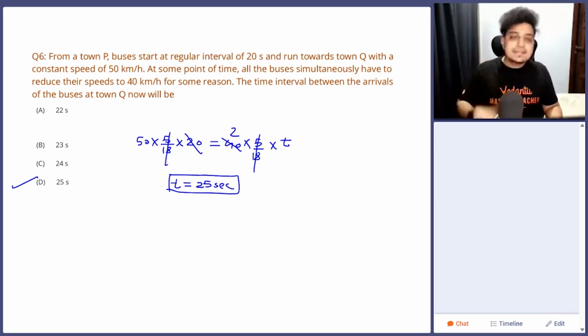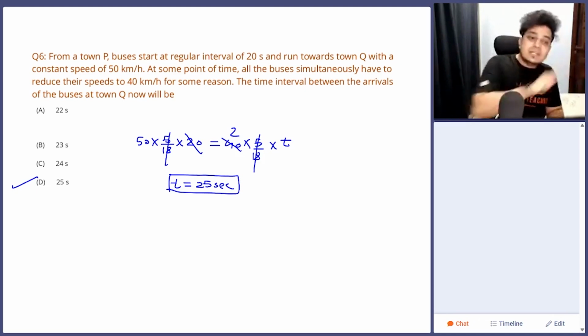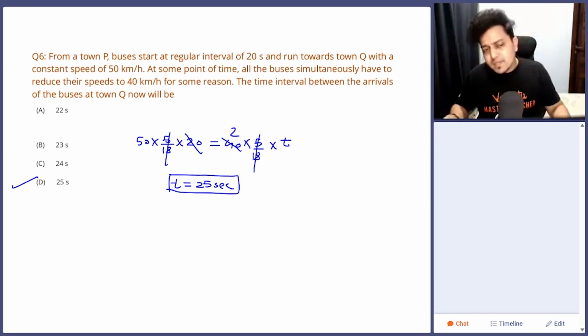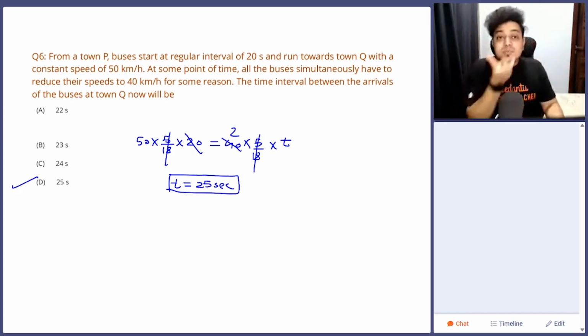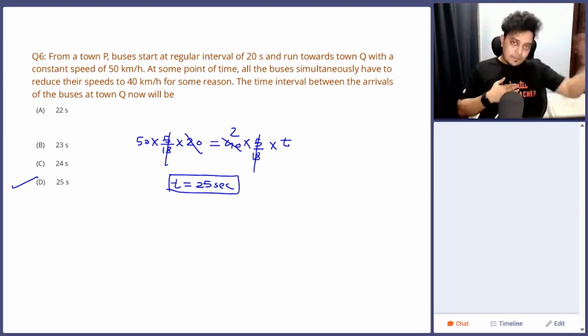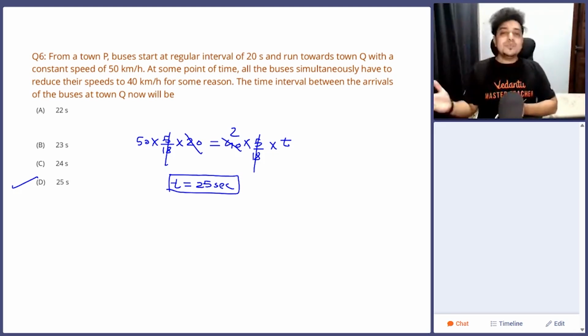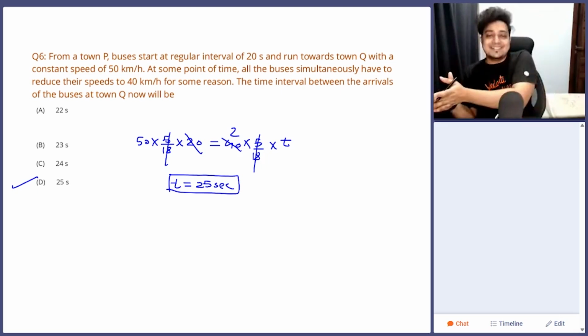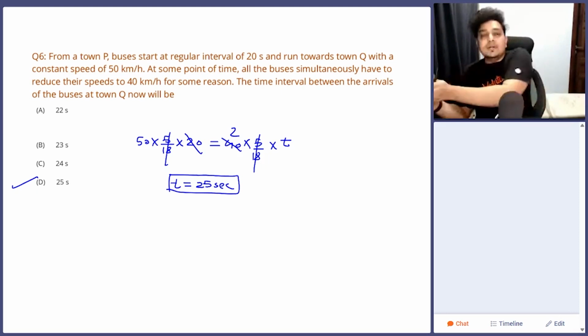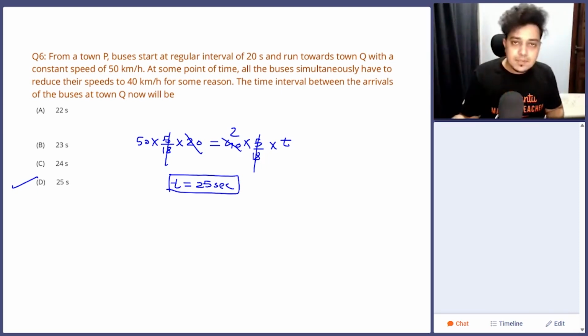So that distance will be created by the initial interval. The initial speed will be 50 kilometer per hour, converted to meter per second, and multiplied by time. So this is the separation or distance between every two buses, right? And this is at the time of departure from P. Now when they arrive at Q, they have to cover that distance. So the first bus reaches, then when I say the second bus reaches, that original initial distance between them is covered, then it will reach town Q.